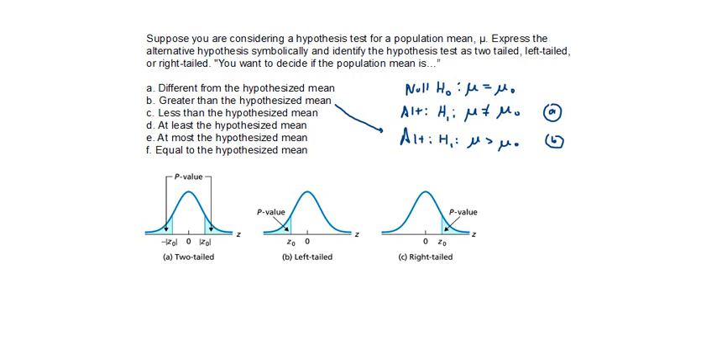And if it's less than the hypothesized mean, our alternative, H1, will be that the population mean is less than the hypothesized mean. So what does that mean to us?